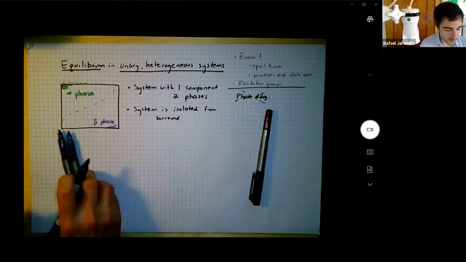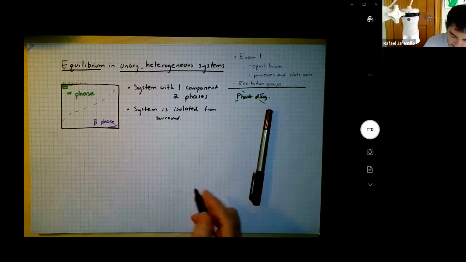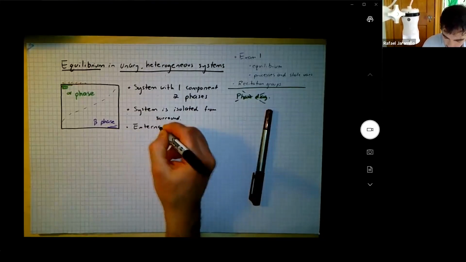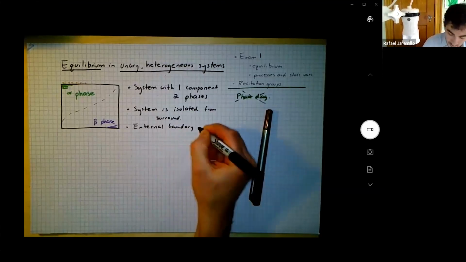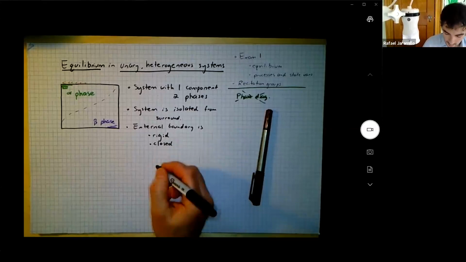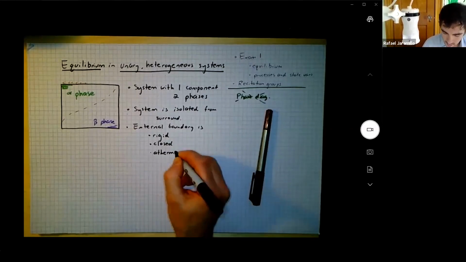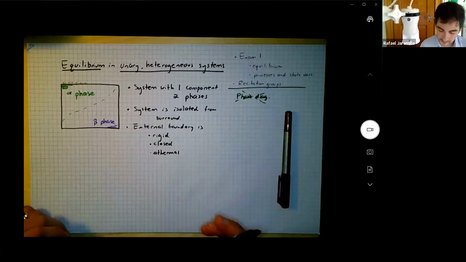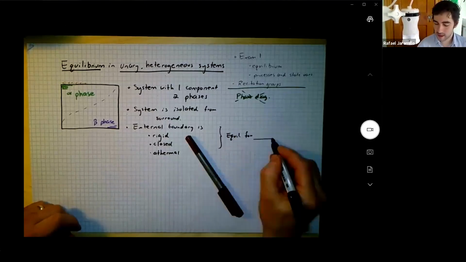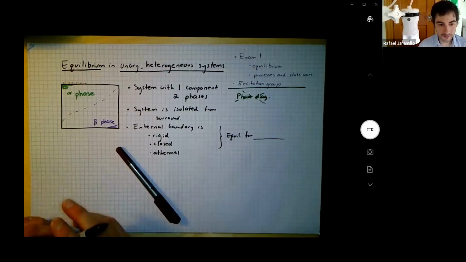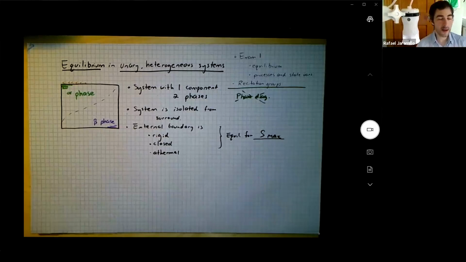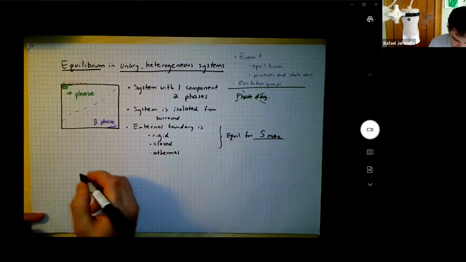If it's isolated from the surroundings, what is going to be its condition for equilibrium? What's the condition for equilibrium for an isolated system? Is it that entropy is at maximum? S max, right, maximum entropy condition. That was, right, isolated system. Thank you.